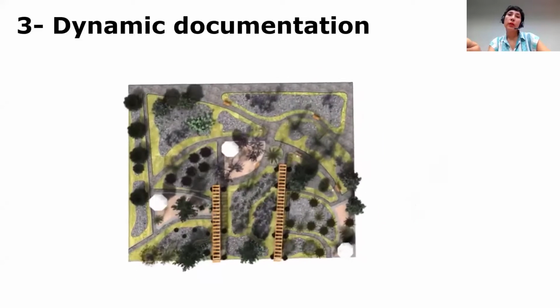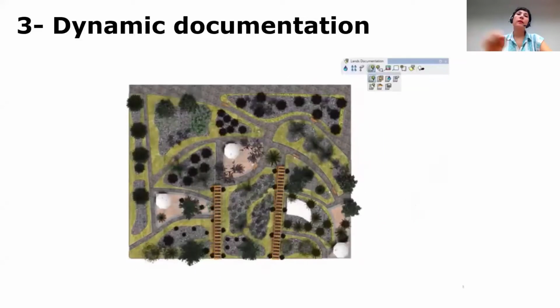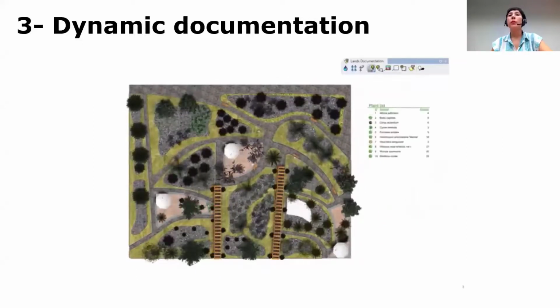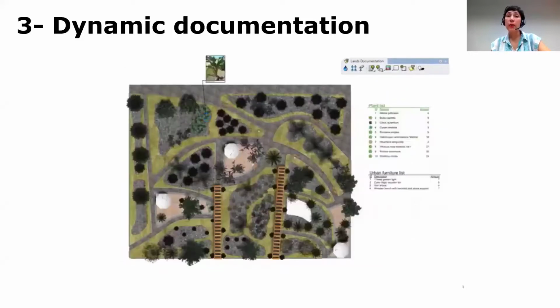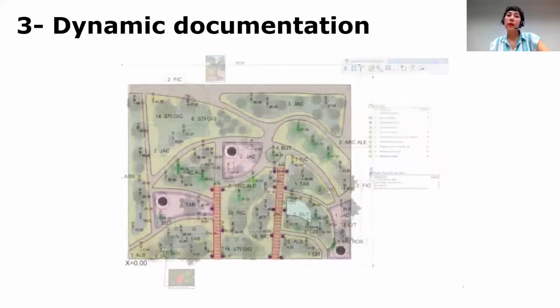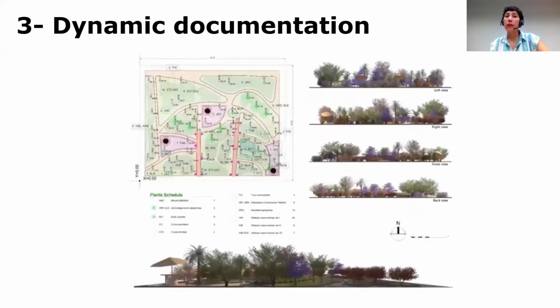For dynamic documentation tools, Lands Design has many options. So you can get the list of plants, species, zones, and the corresponding operation. You can add the image of plants with a specific command. You can add different labels and produce different layouts and plans and sections, as you see here.